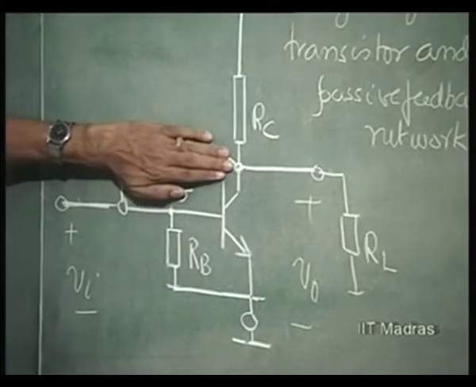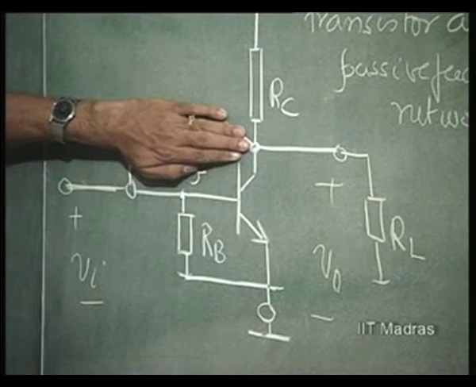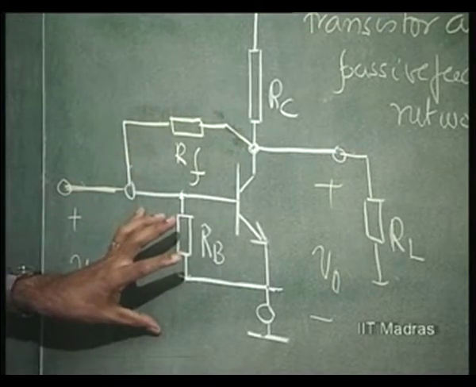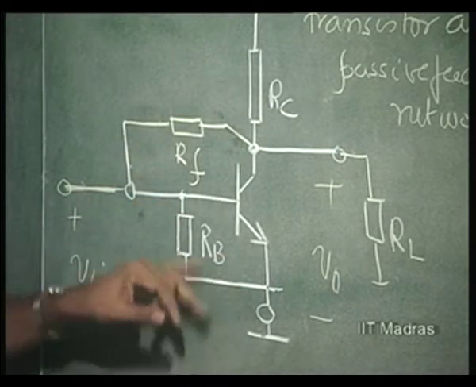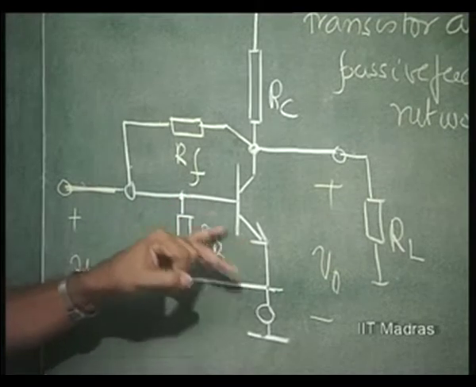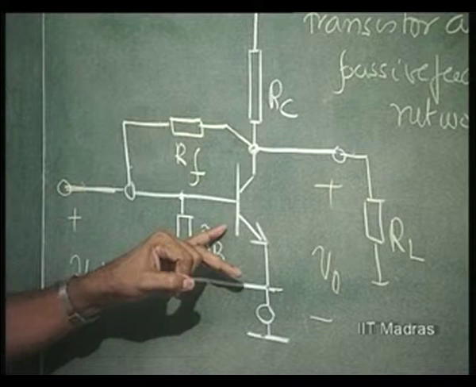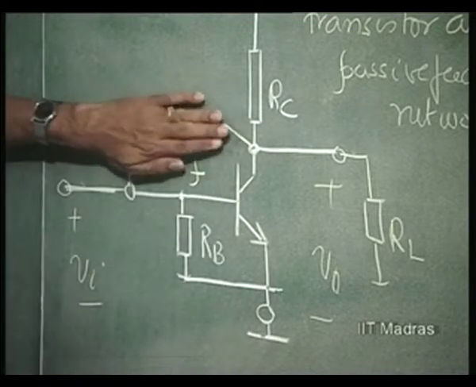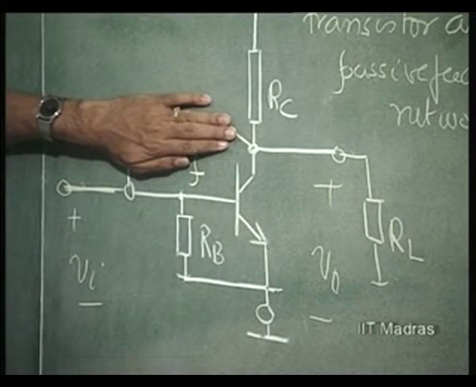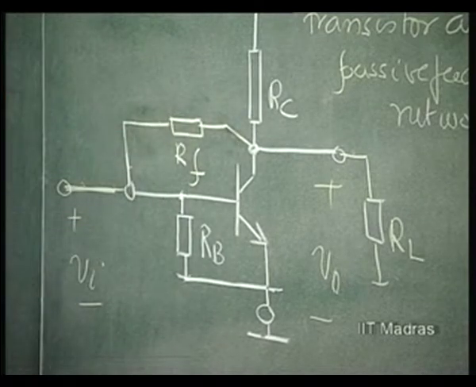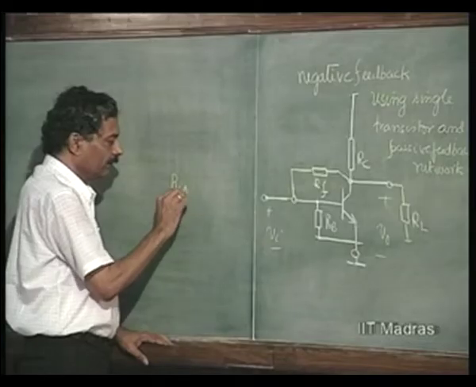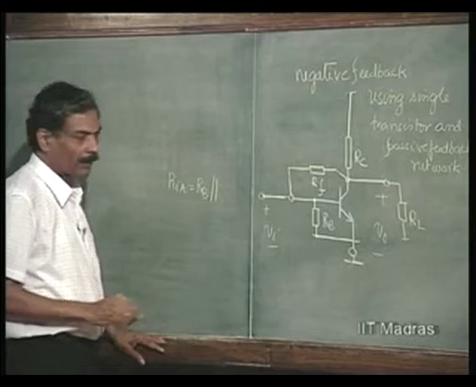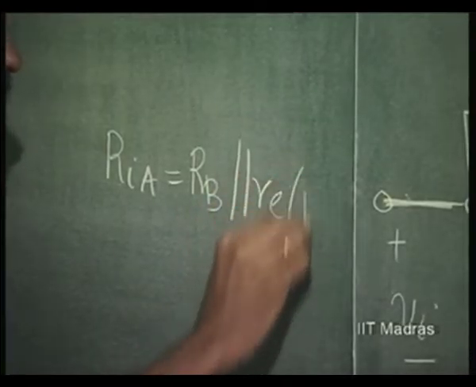So, without that, we have evaluated the gain of this amplifier stage. What is that going to be? If you have Vi here, Vi by Rb is the current taken away, but Vi divided by small re into beta plus 1 is the current taken from this. The input impedance of the amplifier without this feedback network, for the amplifier network alone, is going to be Rb shunted by Re into beta plus 1.